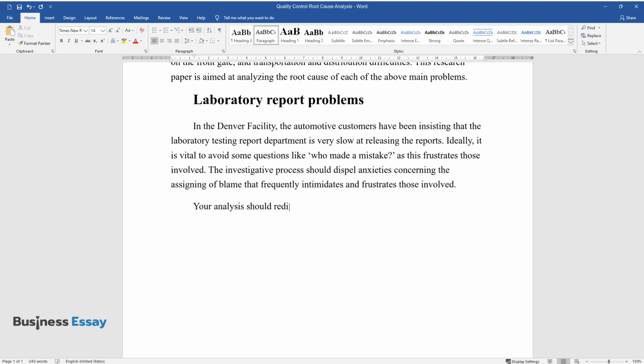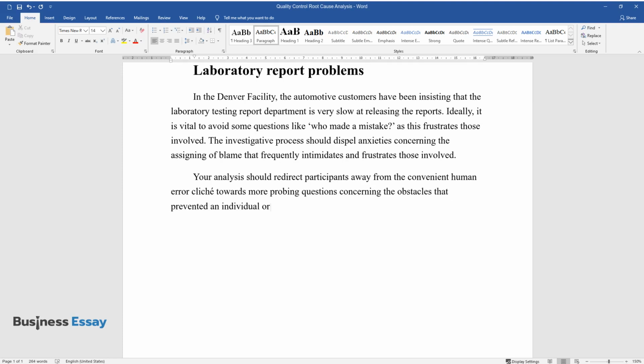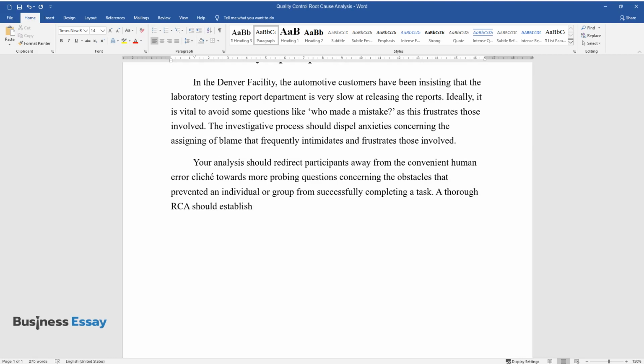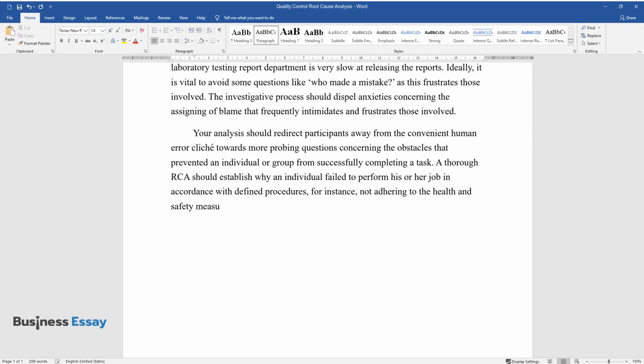Your analysis should redirect participants away from the convenient human error cliché towards more probing questions concerning the obstacles that prevented an individual or group from successfully completing a task. A thorough RCA should establish why an individual failed to perform his or her job in accordance with defined procedures, for instance, not adhering to the health and safety measures in the plant.